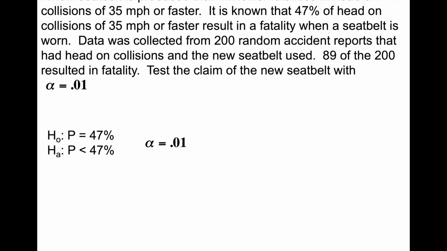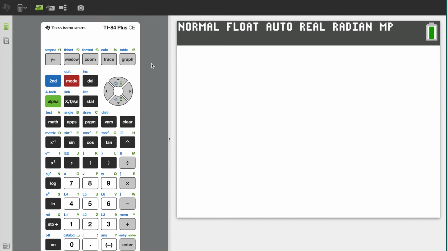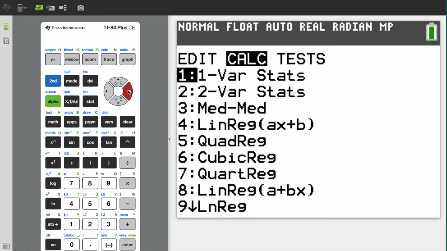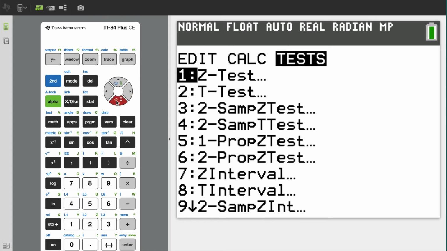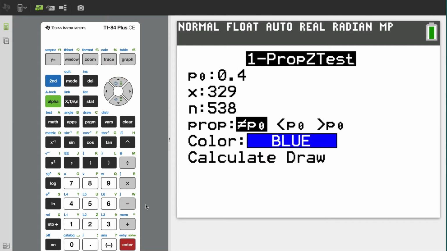Now, for the p-value for a mean, we use the t-test on the calculator. This time we're going to use one prop z-test. So you're going to go to the same menu, but this time one prop z-test. Okay, so we're looking at the calculator. I'm going to go to stat, go over to tests, and I'm going down to one prop z-test. On my calculator, it's number 5, and let's look at the information you need to plug in.